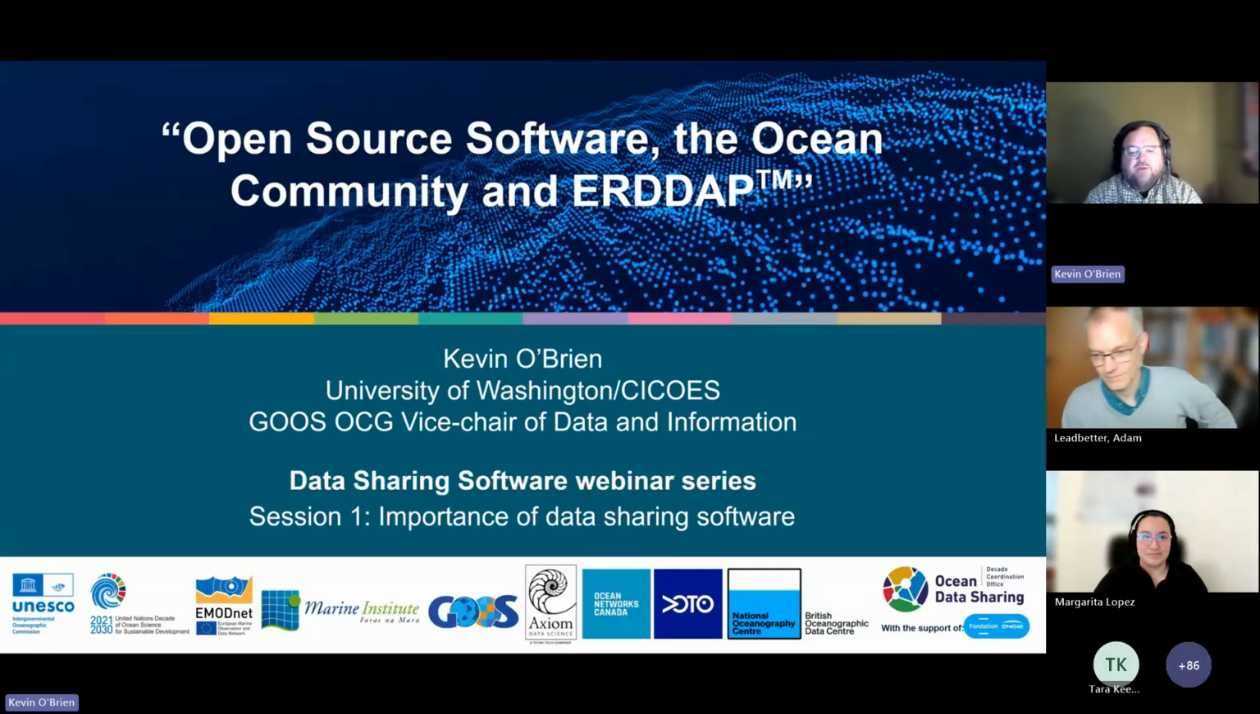Good morning, good afternoon, everyone. My name is Kevin O'Brien. I'm from the University of Washington, working through the Cooperative Institute for Climate, Ocean, and Ecosystem Studies. I'm also the current GOOS Observations Coordination Group Vice Chair of Data and Information. And so this is a topic that's very near and dear to my heart.